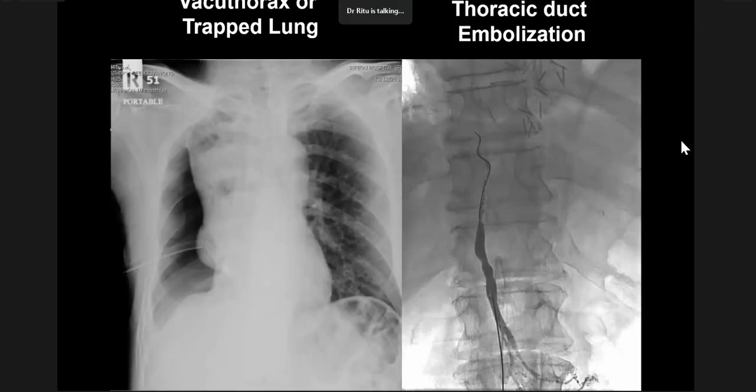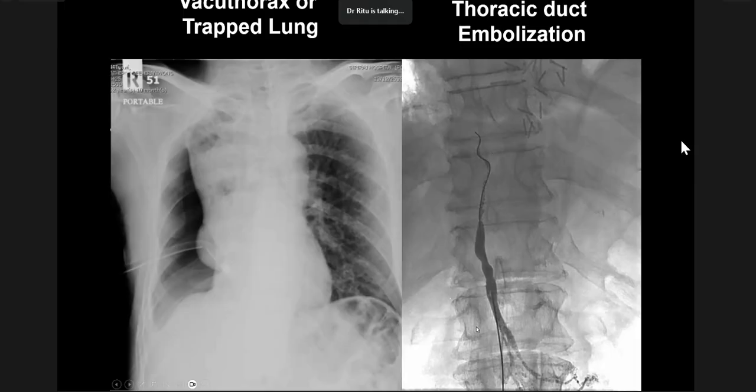Here's an example of a trapped lung, a vacuothorax. The patient had a chylous leak, which was there for a few days. As they put in a chest tube and evacuated the effusion, there's no fluid here. There's a large pneumothorax, but you can see that the lung is not re-expanding. And this often happens if there are adhesions, either from tumor or infection. In this case, it was from chronicity, the lung was trapped.